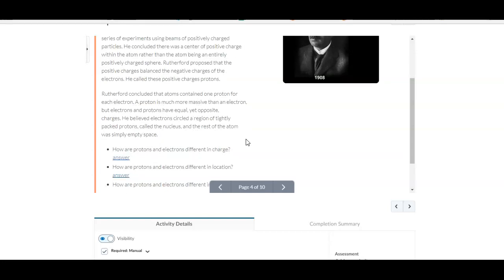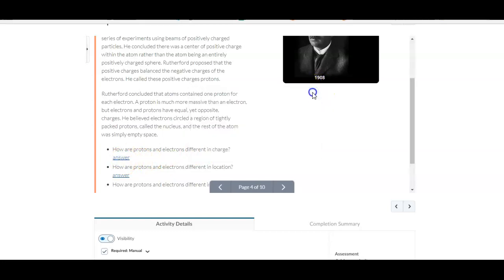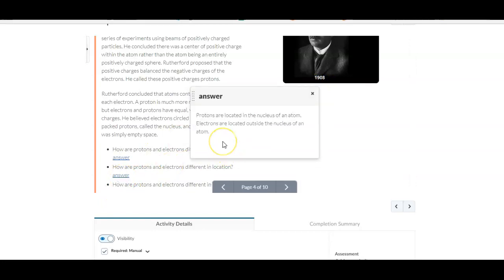All right, so a couple of questions here. How are protons and electrons different in charge? We know that protons are positive and electrons are negative. How are protons and electrons different in location? We know that protons are located in the nucleus and electrons are located outside the nucleus of the atom.